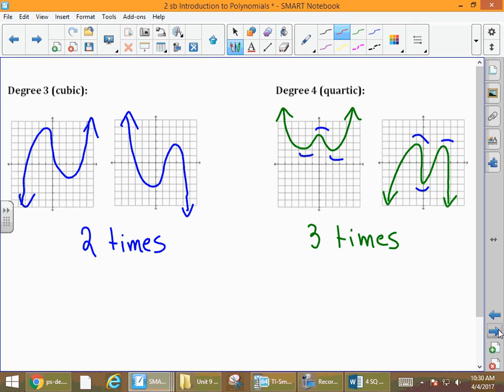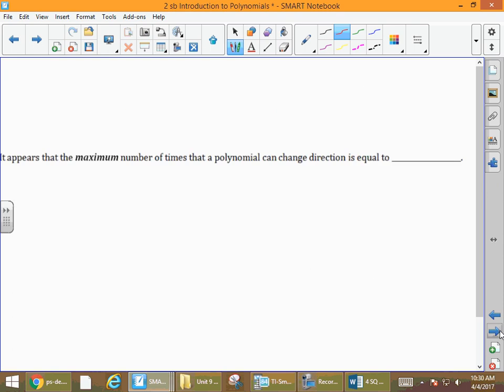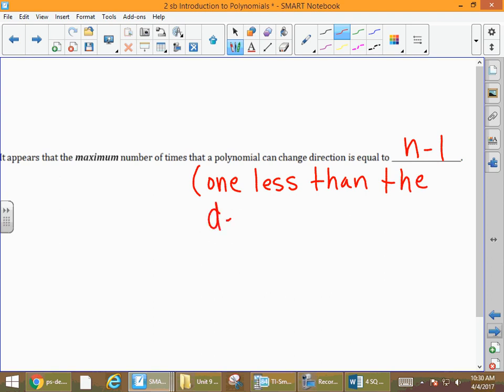Oscar? It's 1 less than the degree. So I tend to write this as n minus 1, but I'm going to write down what he said. 1 less than the degree. Which you may have to squeeze in on your paper if you're going to write that down. Not a lot of space there.